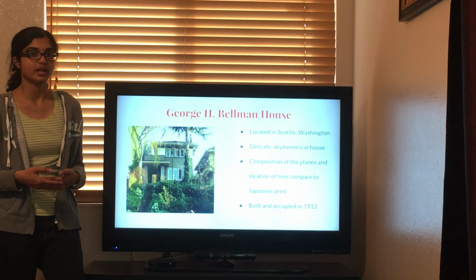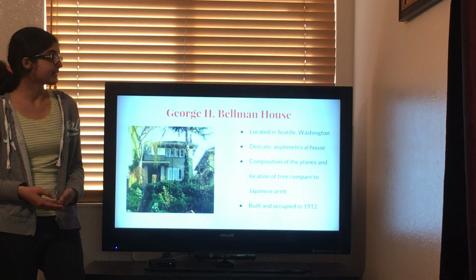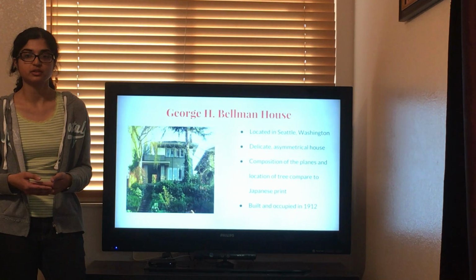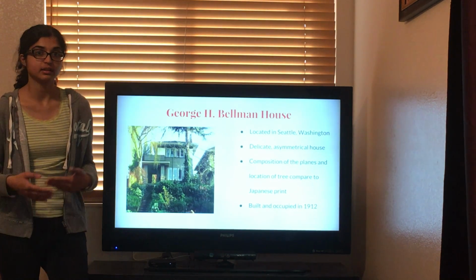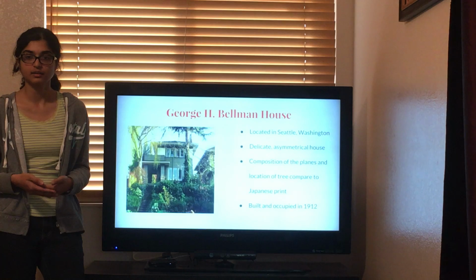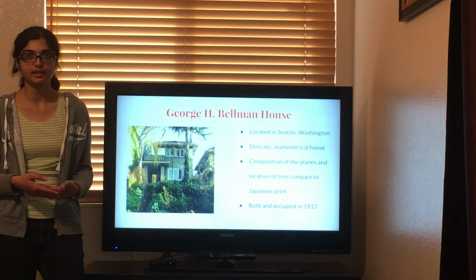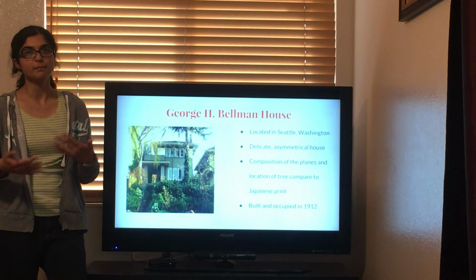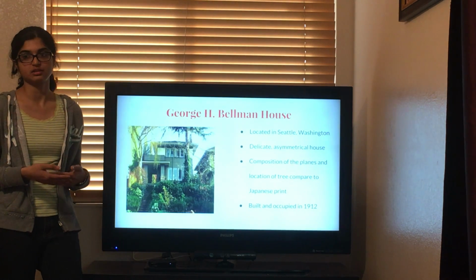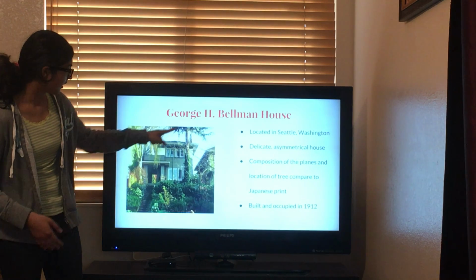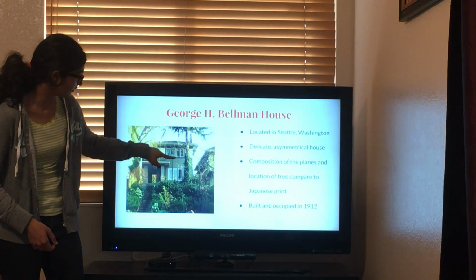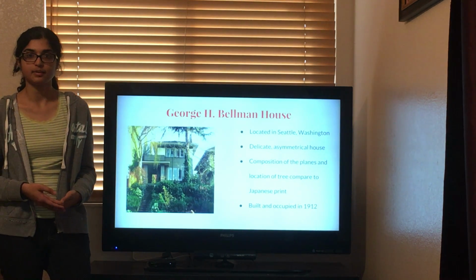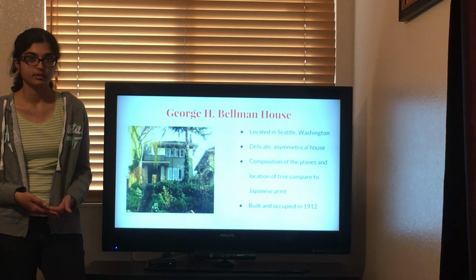This is the George H. Bellman House. It's located in Seattle, Washington, and it's a delicate asymmetrical house that was built on a steep bank. The composition of the planes and the location of the tree, some people say that it actually compares to a Japanese print. I guess it kind of looks like the characters with all of these lines. It was built and it was occupied in 1912.